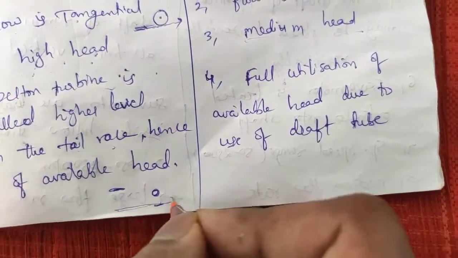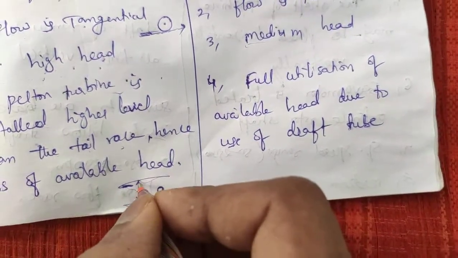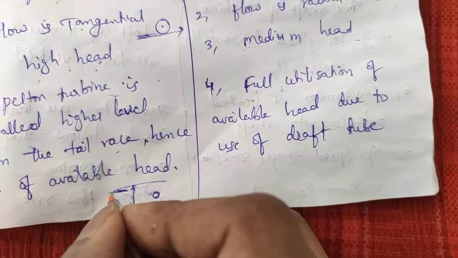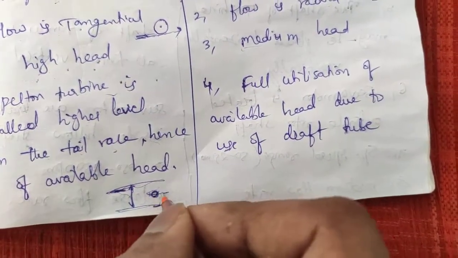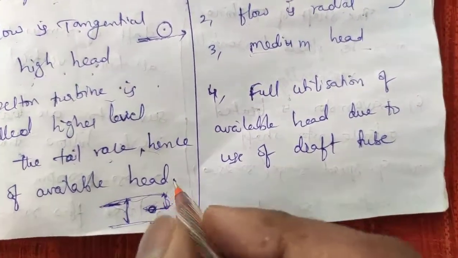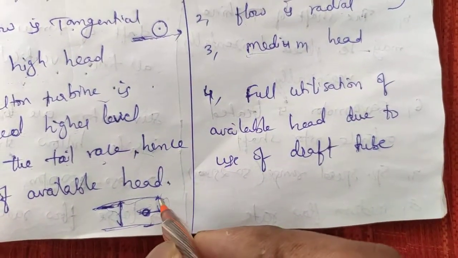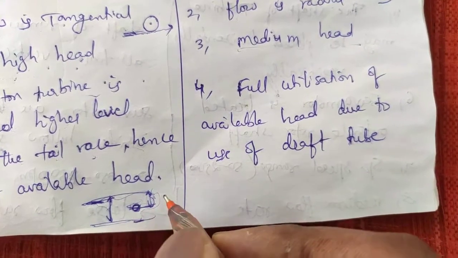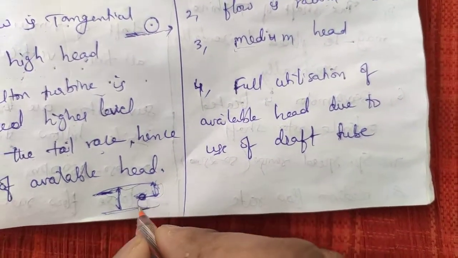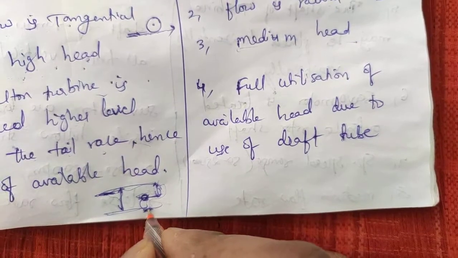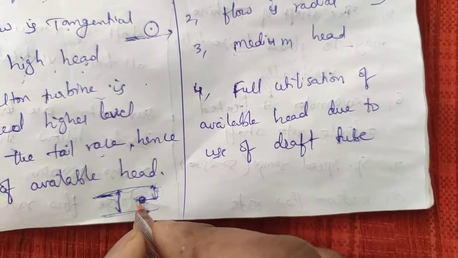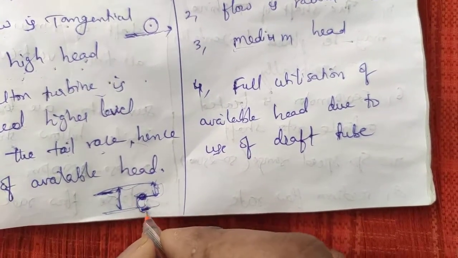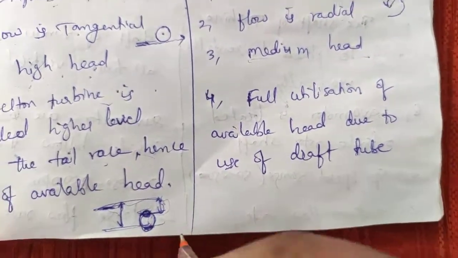So out of total gross head, we consider only effective head. That means the distance between head race to the turbine shaft is the net head. So this net head is available to generate the energy. The distance between tail race and the axis of turbine is more in the Pelton wheel. That's why the loss of head is more in the Pelton wheel.